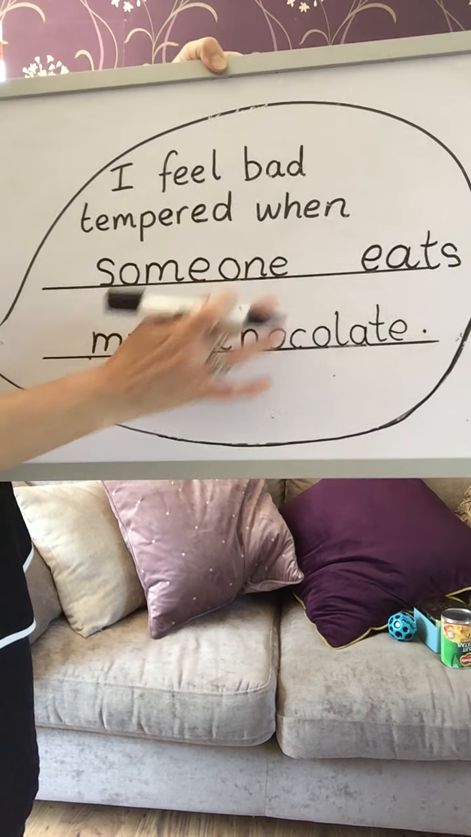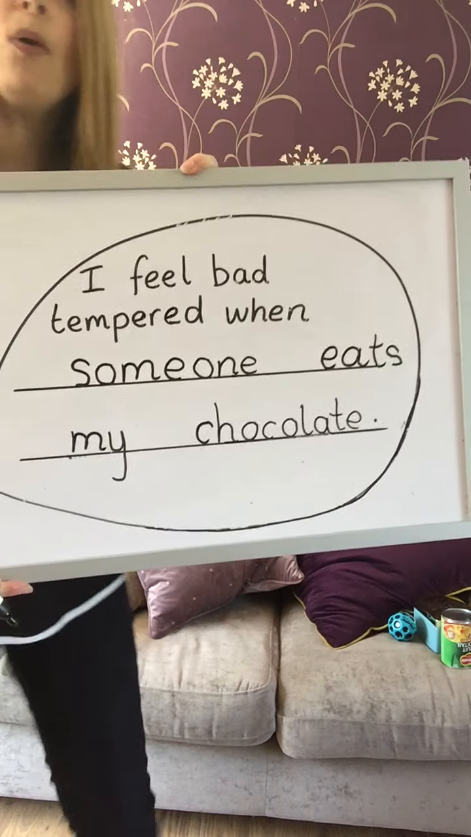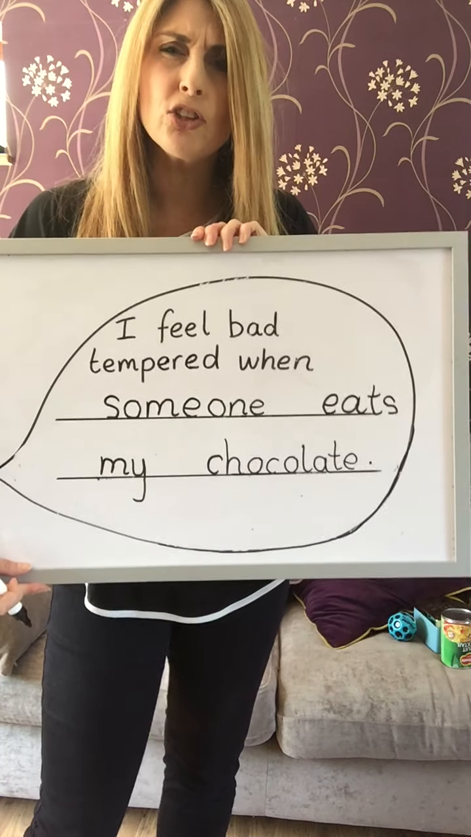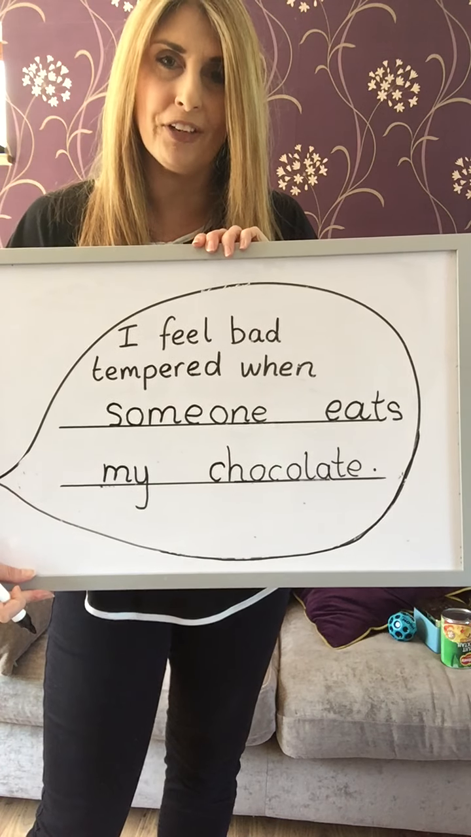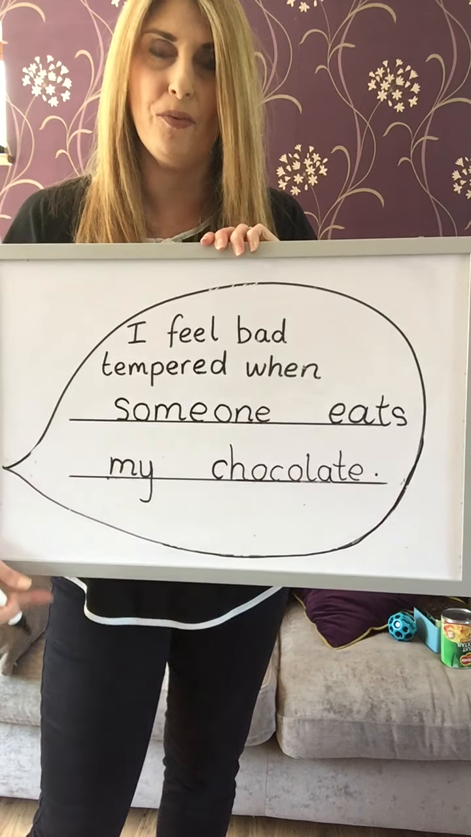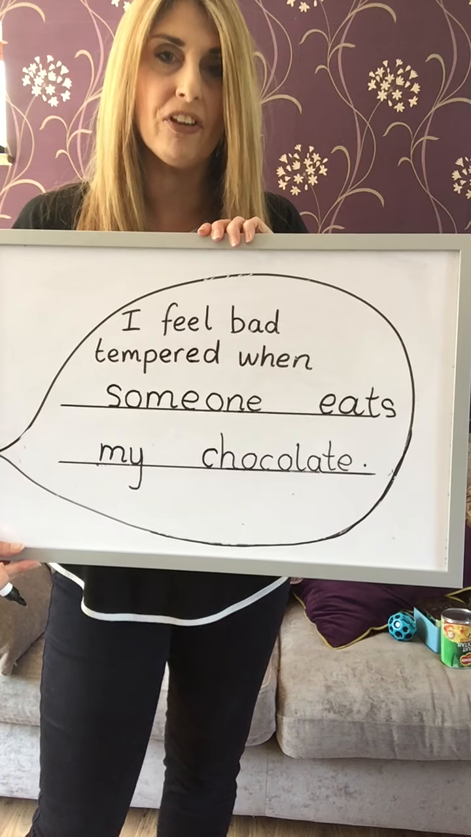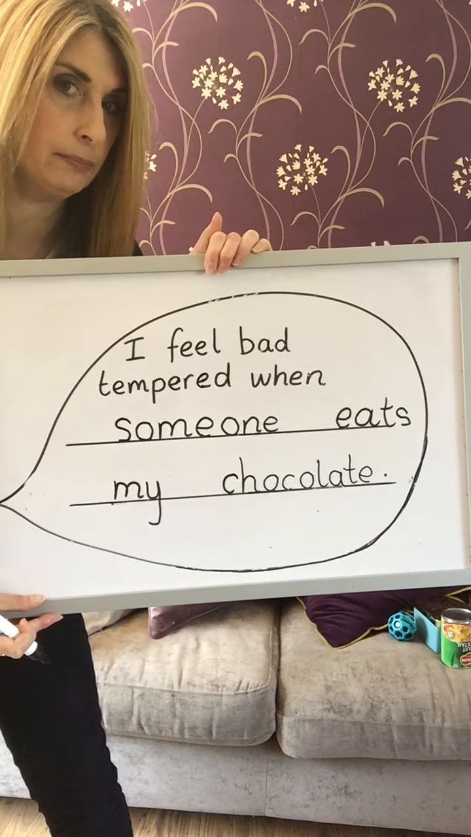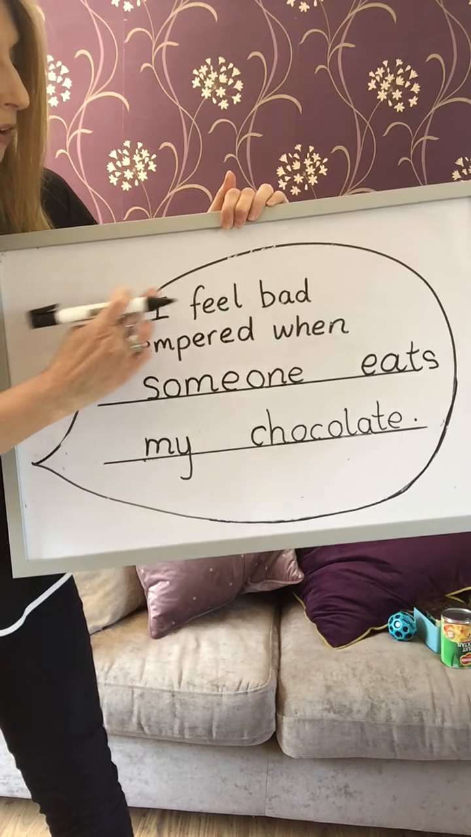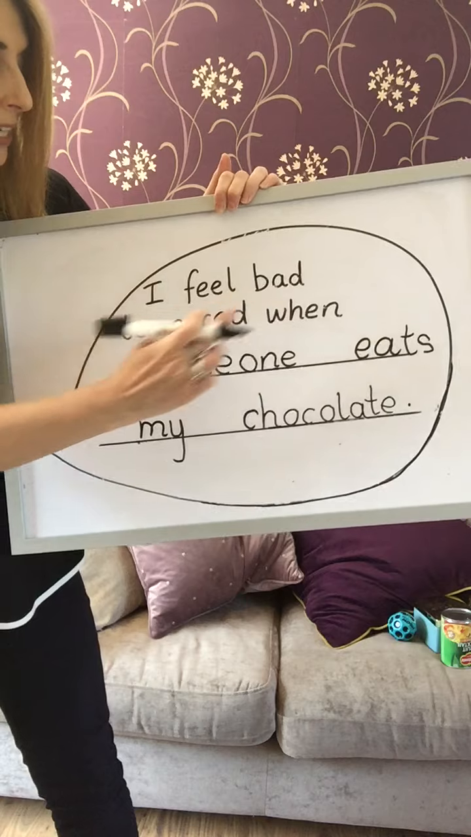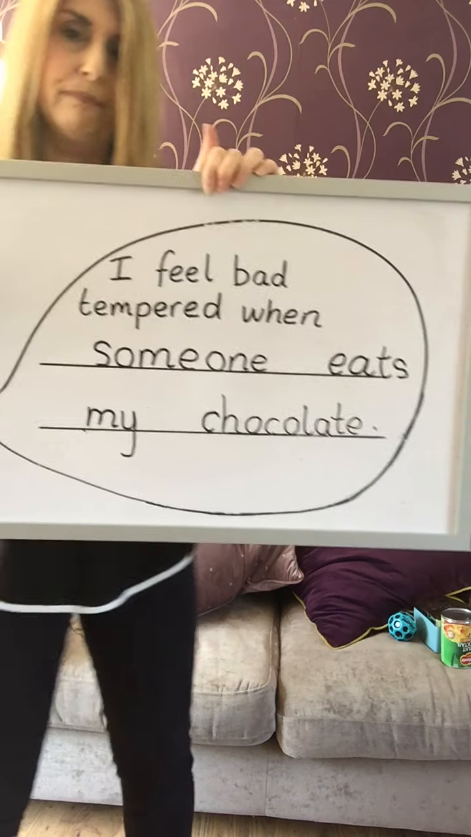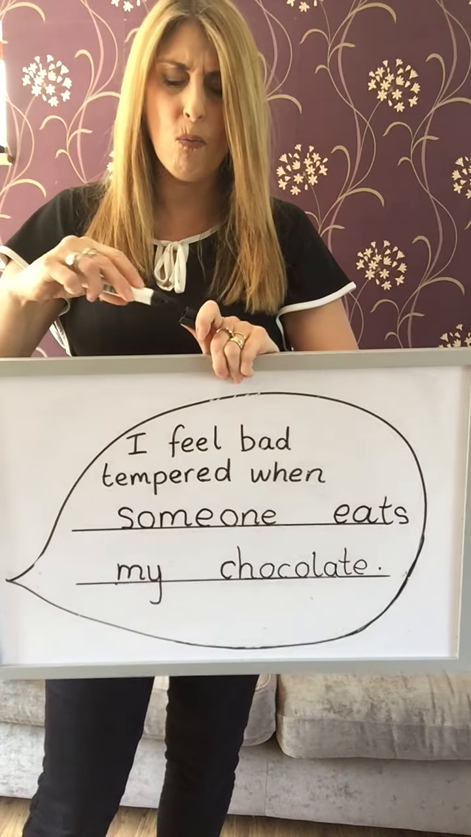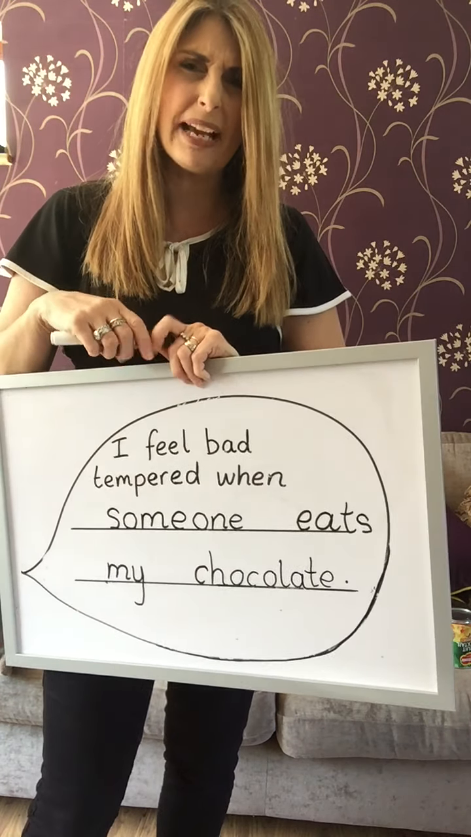Now, some of these words are quite tricky. And some words that you want to write might be tricky as well. But just try your best and use your phonics knowledge to try to write the words, okay? I'm sure that your adults will help you at home. So let me read what makes me grumpy. I feel bad-tempered when someone eats my chocolate. Now, I look forward to finding out what makes you bad-tempered, what makes you grumpy.